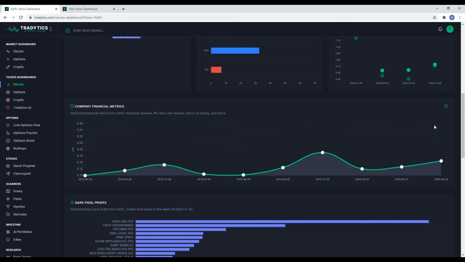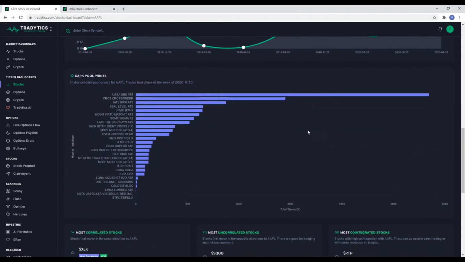Next comes a dark pool widget that lists the amount of shares different market participants have privately traded in the dark pools in last 1 to 2 months. Please remember that dark pool data is always delayed as it is not meant to be accessible to the public when the trades are actually happening.